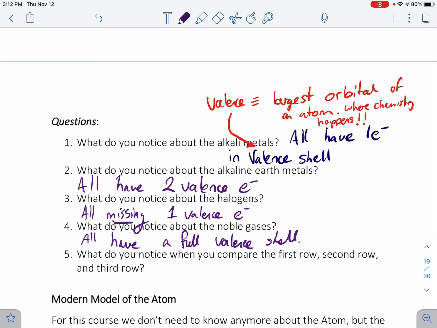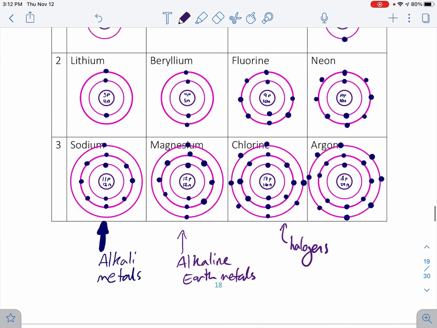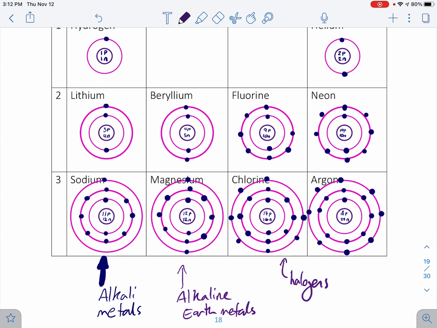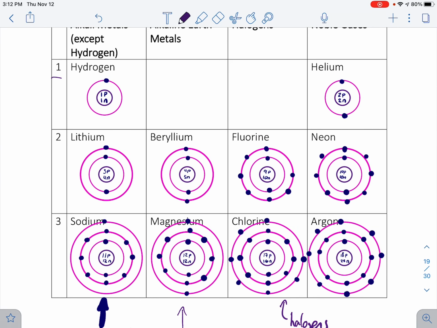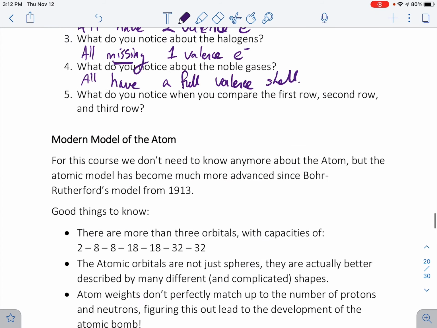What do you notice when you compare the first row, second row, and third row? So looking at the rows, we see that they are similar, but each row is 1 shell bigger. Oh, and look at that. There is 1 shell, 2 shells, 3 shells. So the number on the side, the row number, indicates how many shells the elements in that row have.